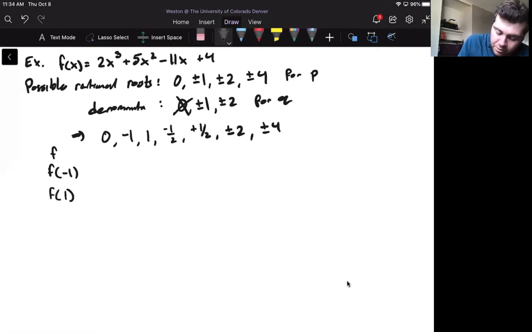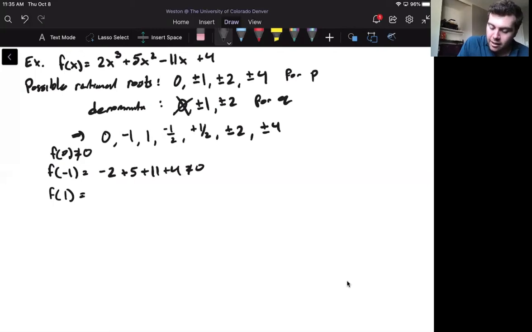And so we can just plug in values. We already know f of 0 doesn't equal 0 because it has a y-intercept of 4. So we can plug in f of -1, that's going to be -2 plus 5 plus 11 plus 4, which isn't 0. We can check 1, which is thankfully the one that it is. We get 2 plus 5 minus 11 plus 4, which equals 0. So we already just did 3 values on our list and we got a root.